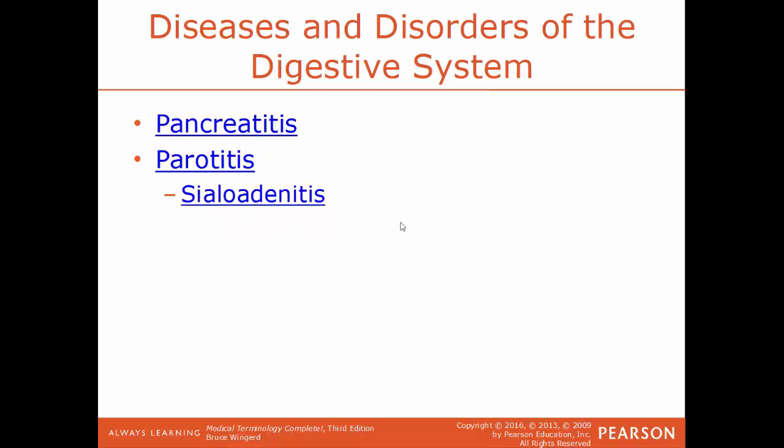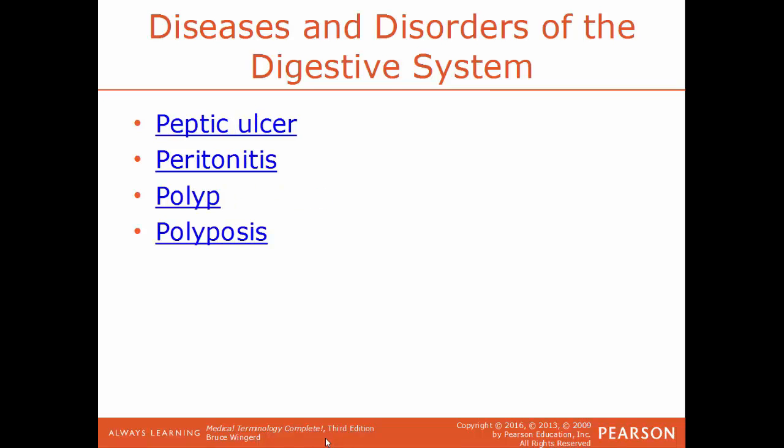Pancreatitis, inflammation of the pancreas. Parotitis is the inflammation of the parotid glands. It's also another term for the mumps. So that would be the inflammation of just the parotid glands, which is an example of a salivary gland. And a general term used for the inflammation of a salivary gland is our next term, sialoadenitis.